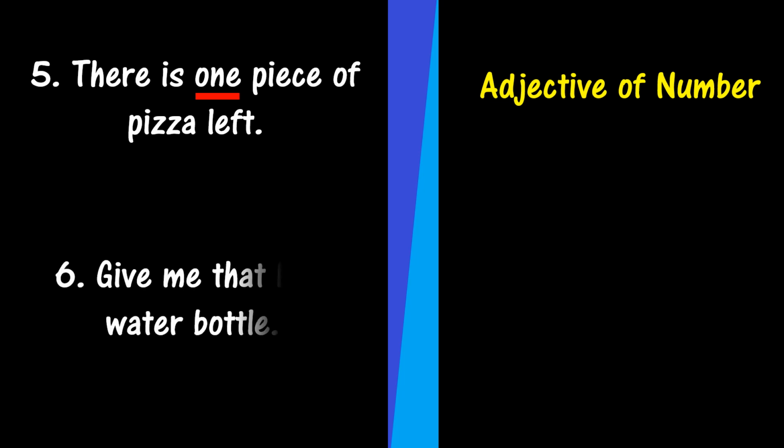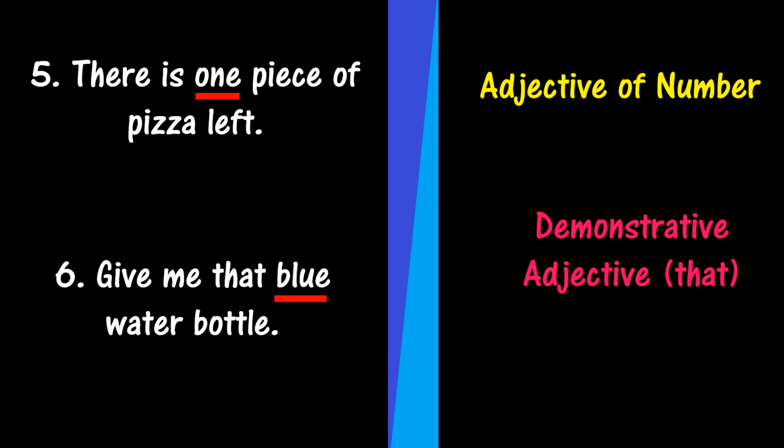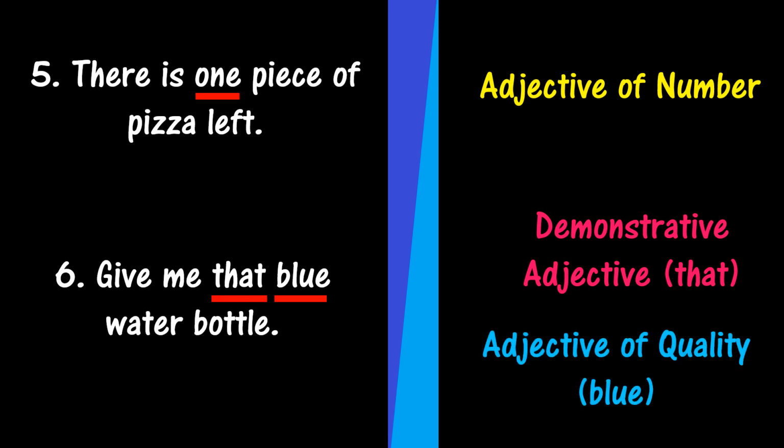Give me that blue water bottle. Here there are two adjectives, children. That, which is pointing out. So it is a demonstrative adjective. Blue, it is telling about the quality. So it is an adjective of quality. I hope the concept is clear, children.